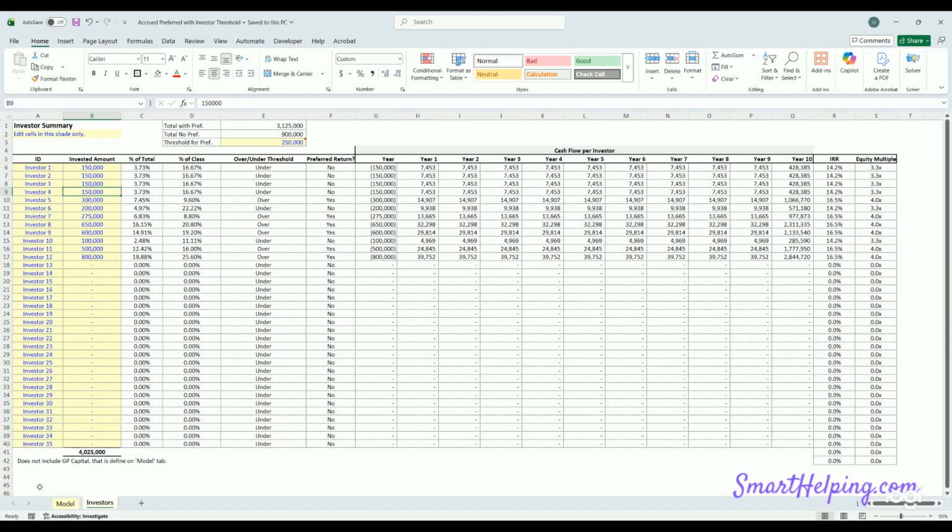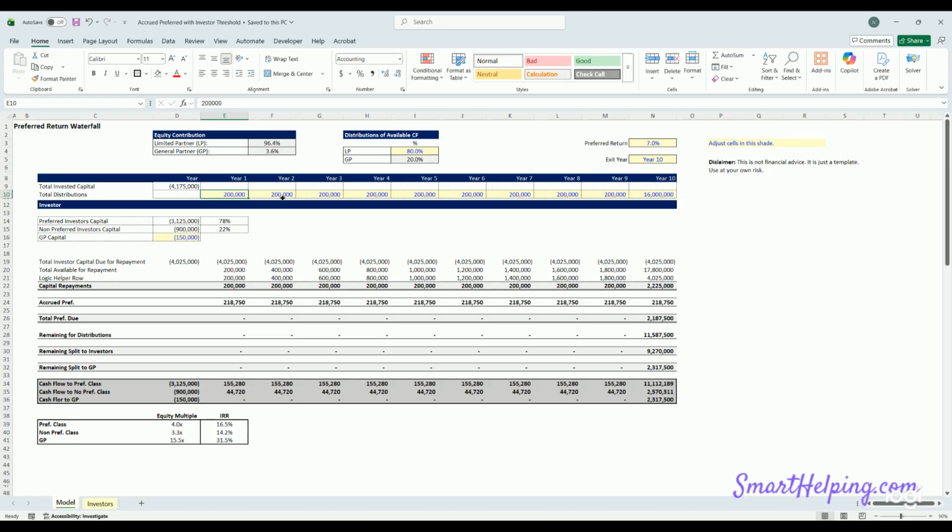And here's the potential returns based on what we think whatever they're investing in can produce over up to a 10-year period. Again, you can adjust the pref here, the carry. But yeah, this is a different way to do it, but still interesting. I'd call it, so I'm going to label this accrued preferred with investor threshold.